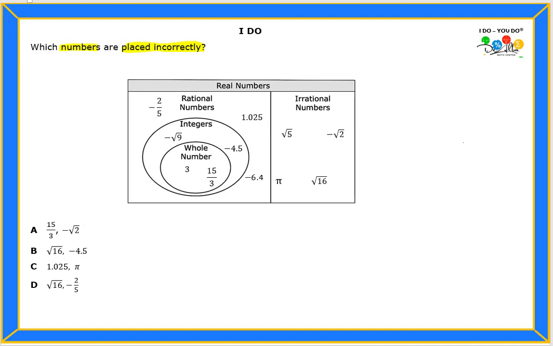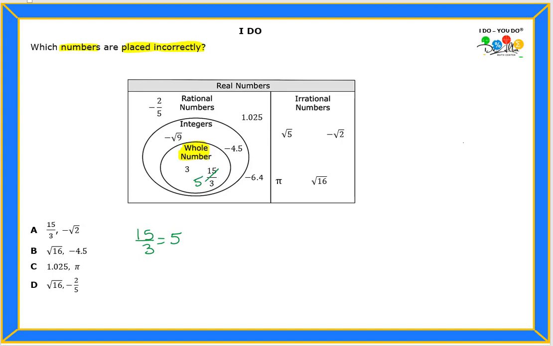So let's start with, which one do you want to start with, the whole numbers? Okay, awesome. So we'll start with whole numbers first. These are my whole numbers. I do see a 3, that's a whole number, but then I see a 15 over 3. Well, don't be scared, that's a fraction, but actually that is a 5 because 15 divided by 3 gives me a 5. So I can cross it out and put a 5. So both of those two numbers are correct.